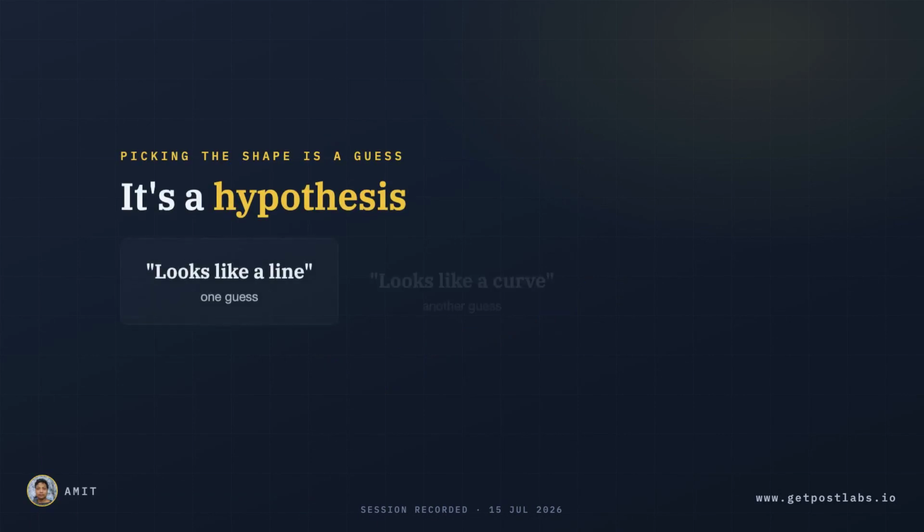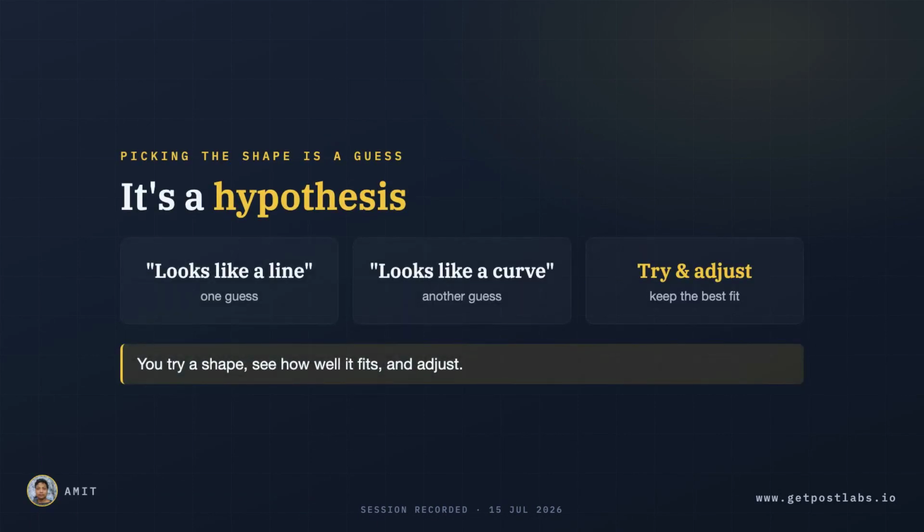And which shape do you pick? That part is a guess, a hypothesis. One person looks and says, that looks like a line. Another says, no, that looks like a curve. You try one, see how well it fits, and adjust.